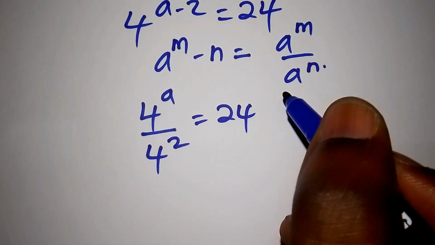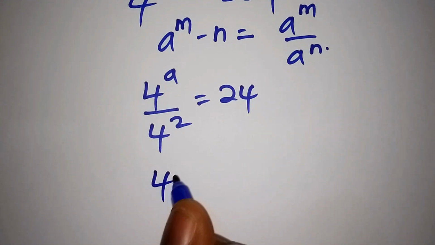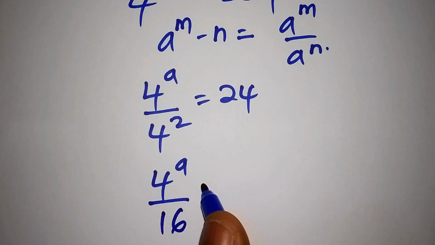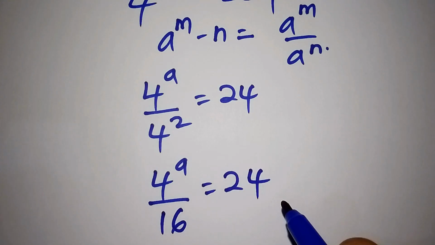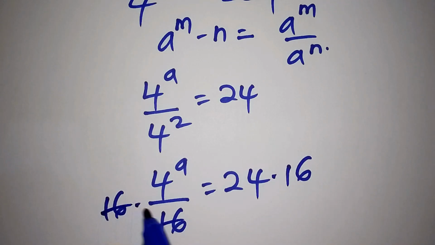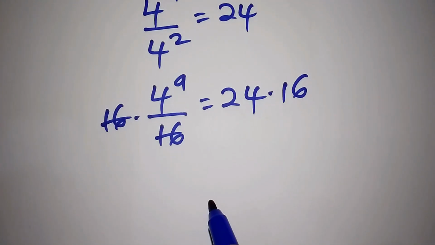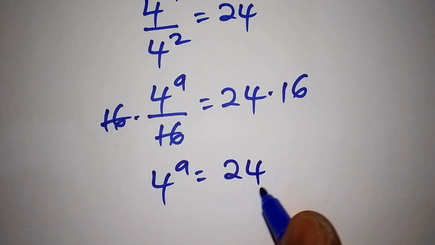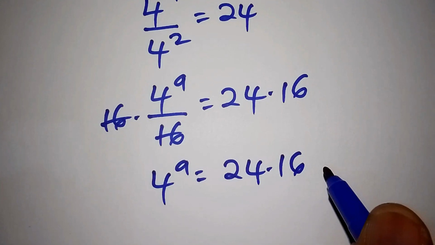So from there we shall say that 4 to the power of a all over 4 to the power of 2, which is 16, is equal to 24. From here we shall multiply both sides by 16. So here also by 16. So 16 by 16 shall cancel. Now 4 to the power of a is equal to 24 multiplied by 16.